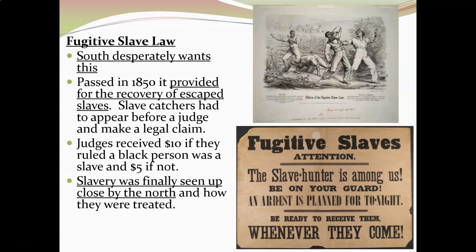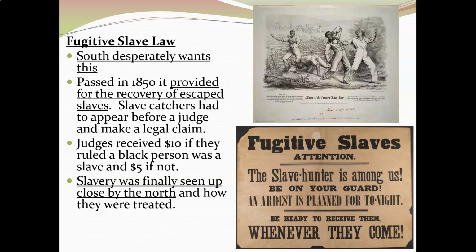Now, the Fugitive Slave Law that was passed provided for the recovery of escaped slaves. And slave catchers actually had to appear before a judge and make the legal claim that their slave had run away. The biggest issue here is that judges were paid $10 if they ruled that a black person was a slave. Didn't matter whether they had proof, documentation, anything like that. As long as they ruled that that black person was a slave, they were paid $10. If they ruled they weren't, they were only paid $5. Now, I don't know about you, but it seems like kind of feeding corruption there if you pay somebody more for ruling one way versus another.